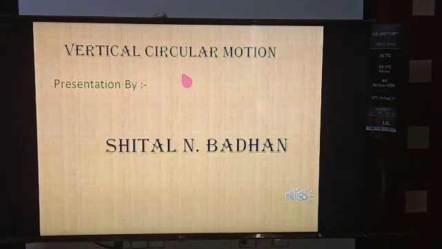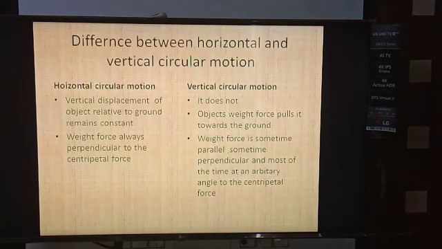In the next lecture we discuss the application of uniform circular motion, and in the third lecture we discuss the horizontal circular motion. Now in this lecture we will be discussing the vertical circular motion. First question: what is the difference between horizontal circular motion and vertical circular motion?